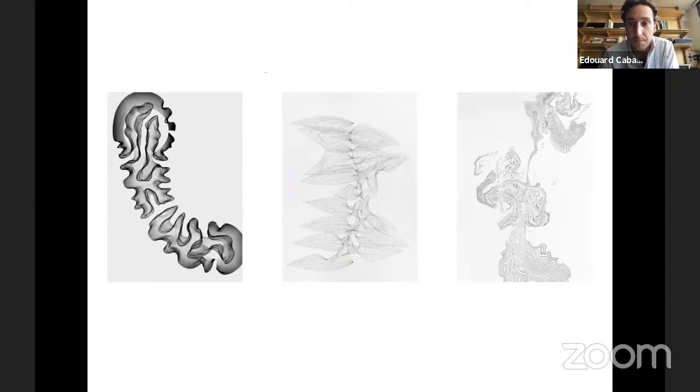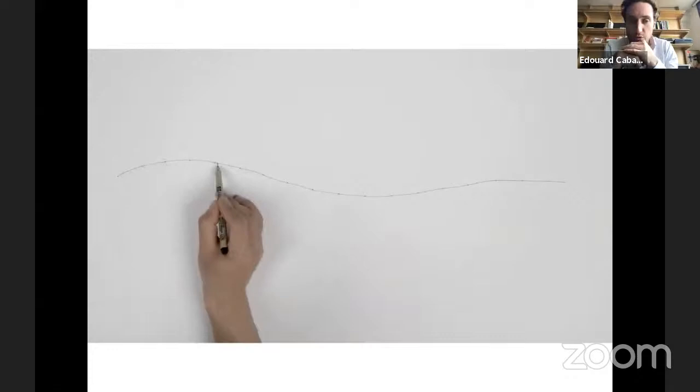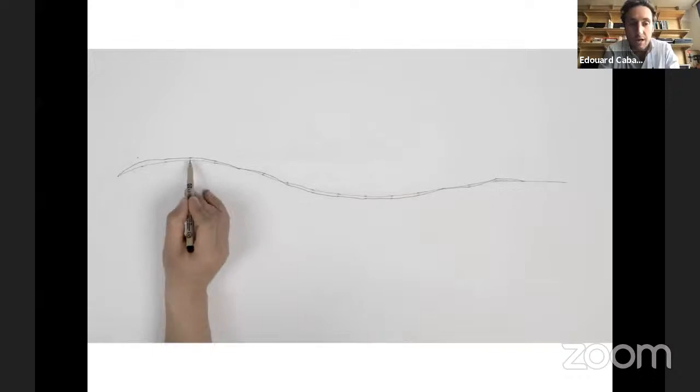And this is the result of a seminar at IAAC in which I worked with a group of students on algorithmic drawings. So I asked students to produce three drawings that would be copies of each other. One drawing that would be done by an algorithm, another drawing that would be done by hand, and another drawing that would be executed by a machine. No?